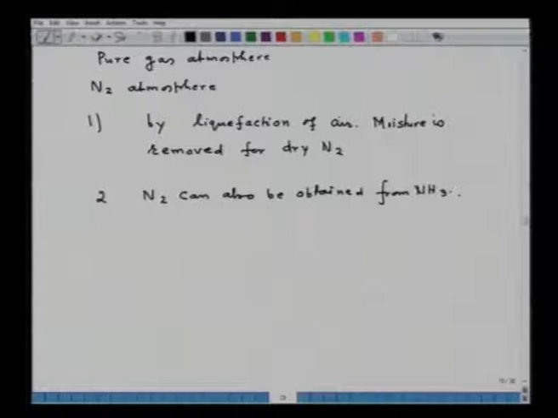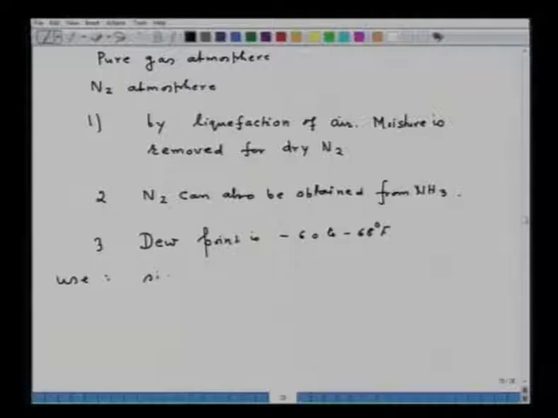An important point to remember in the case of nitrogen atmosphere is that the dew point of nitrogen is -60 to -68 degrees Fahrenheit, and the use of nitrogen atmosphere is, say, for sintering, brazing, and annealing.